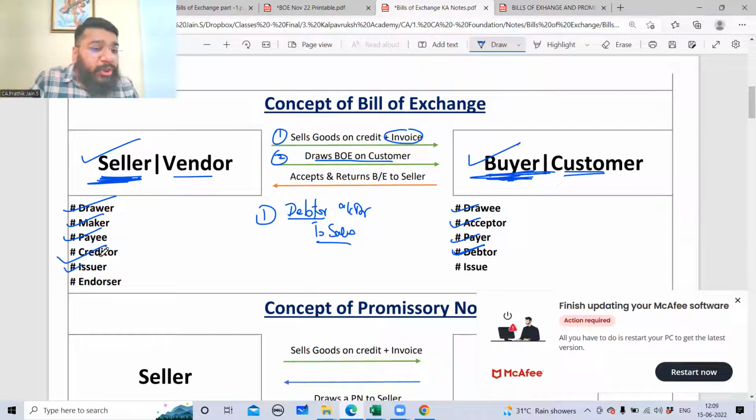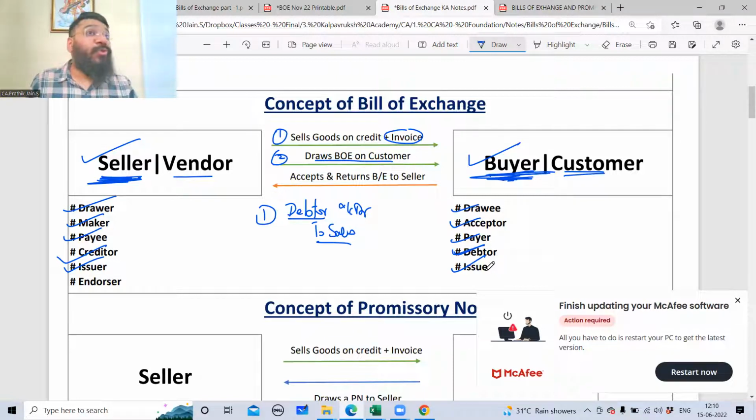The person who is issuing or writing the bill is also called an issuer. The person to whom the bill is written is called an issuee. Are you clear with the terms? So this term, they can ask you in true and false. In the concept of bill of exchange, the seller will be the drawee, true or false?